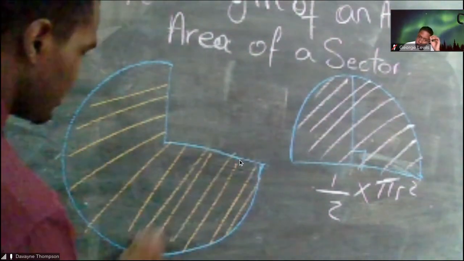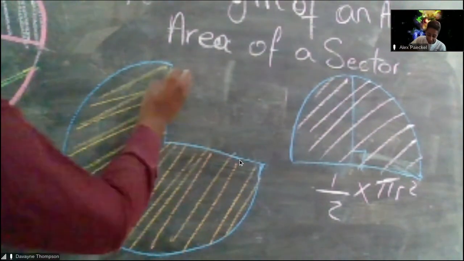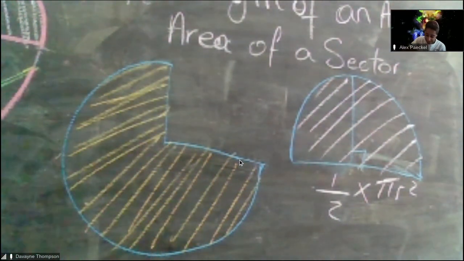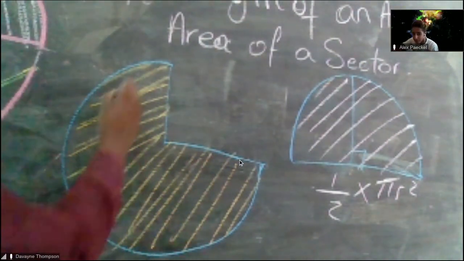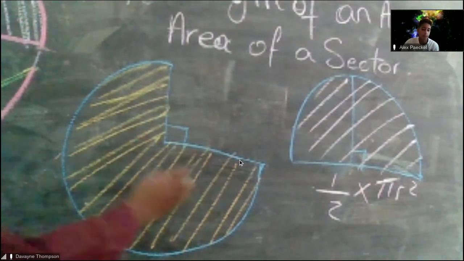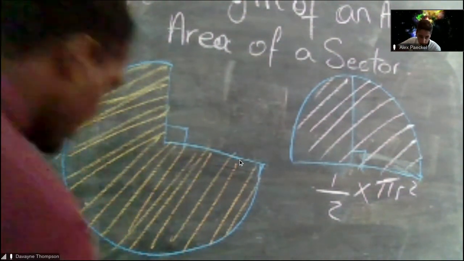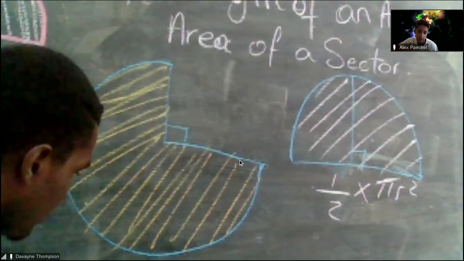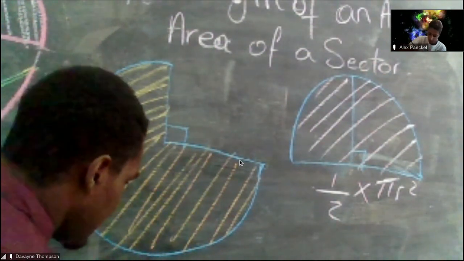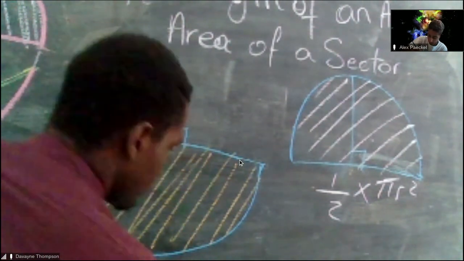There you go. Right, 3/4. Okay? So the formula to find the area of this now would be 3/4 times pi r squared. You got it for me? 3/4 times pi r squared.